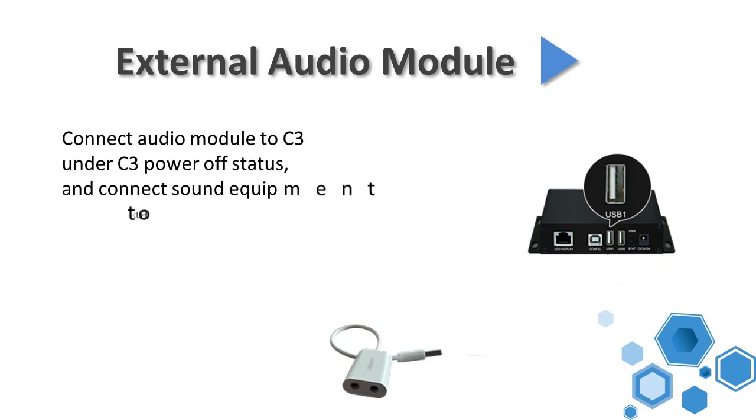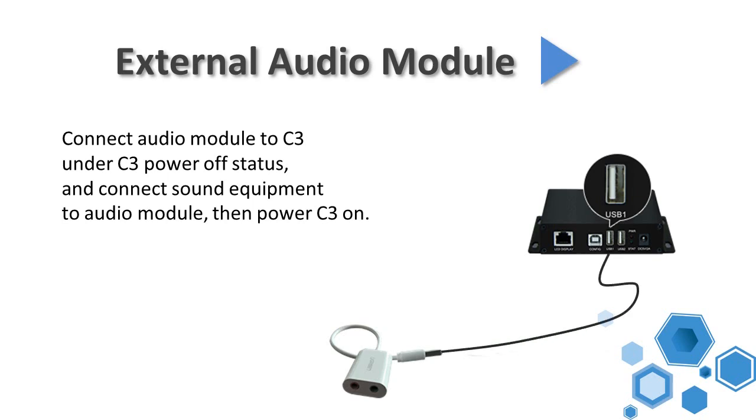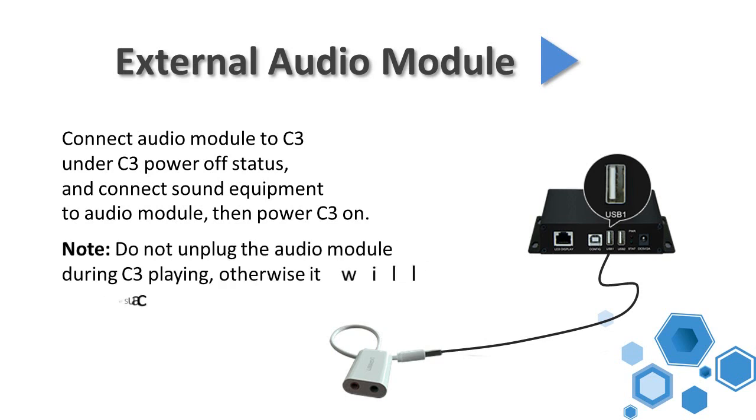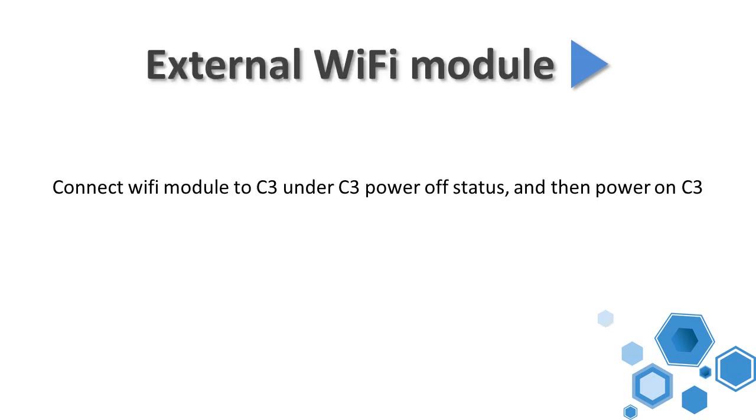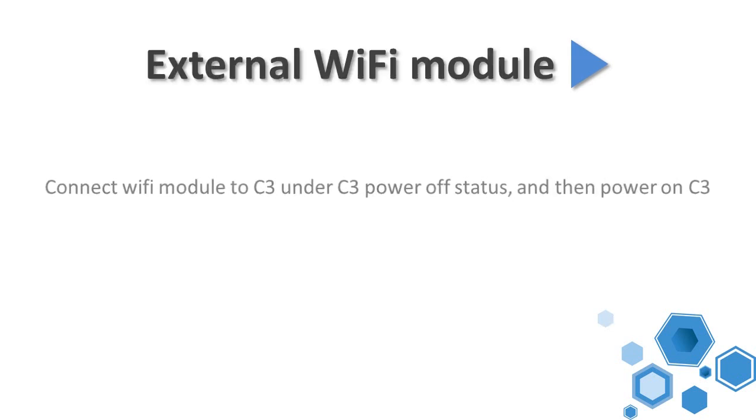Connect the audio module to C3 under C3 power-off status, and connect sound equipment to the audio module. Then power C3 on. Please note that you should not unplug the audio module during C3 playing, otherwise you will cause C3 to get stuck. Section 2. External Wi-Fi module.